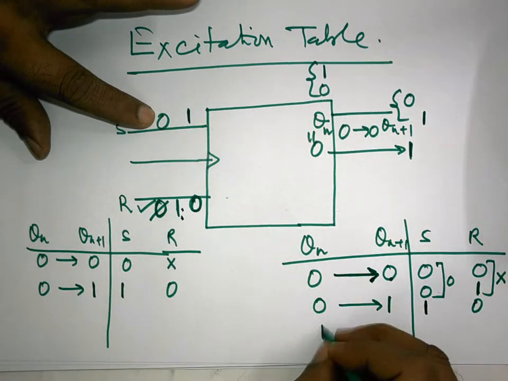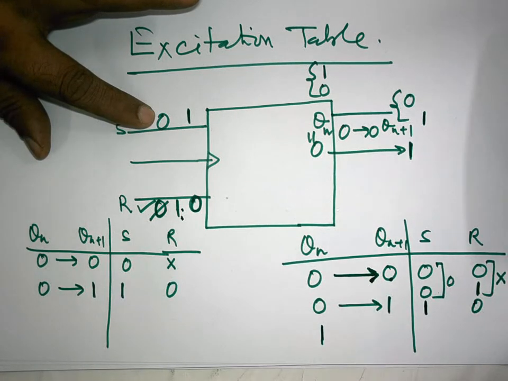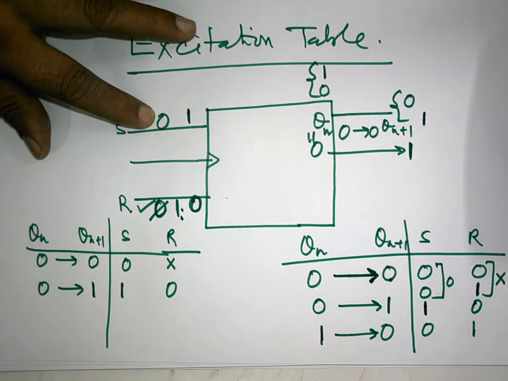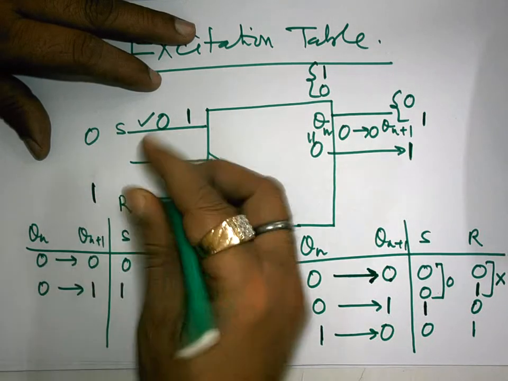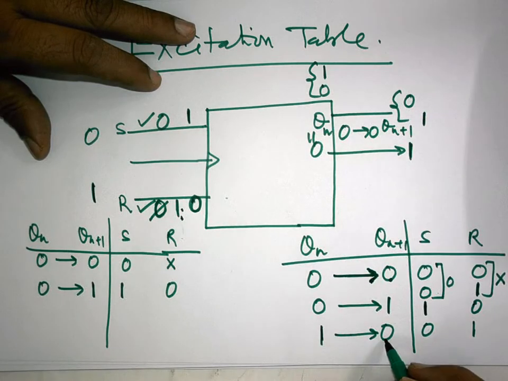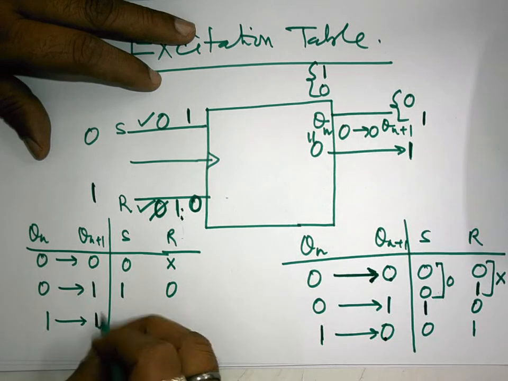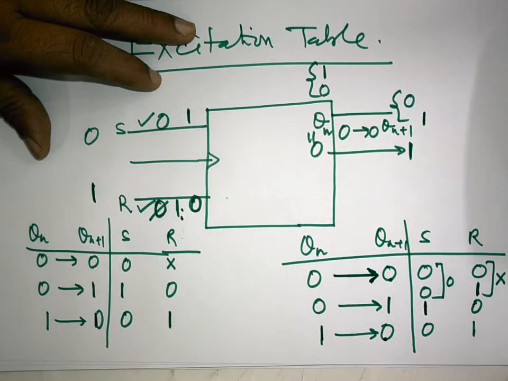Okay. Now suppose 1 was there as a present state, and we wish to make 0 in its next state. What should be applied? 0 1. Okay. Only the 0 1 input can fulfill this condition, so that it can make a transition from 1 to 0. This means if we are willing to make a transition from 1 to 0, we should apply 0 1.